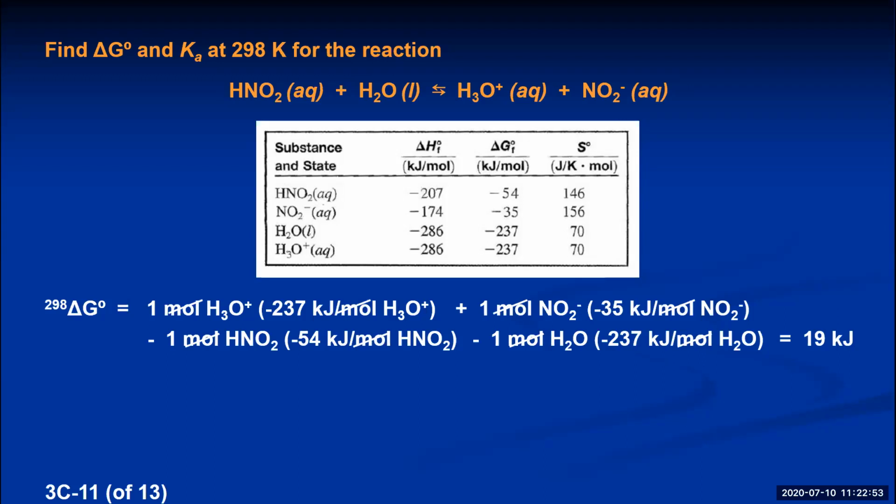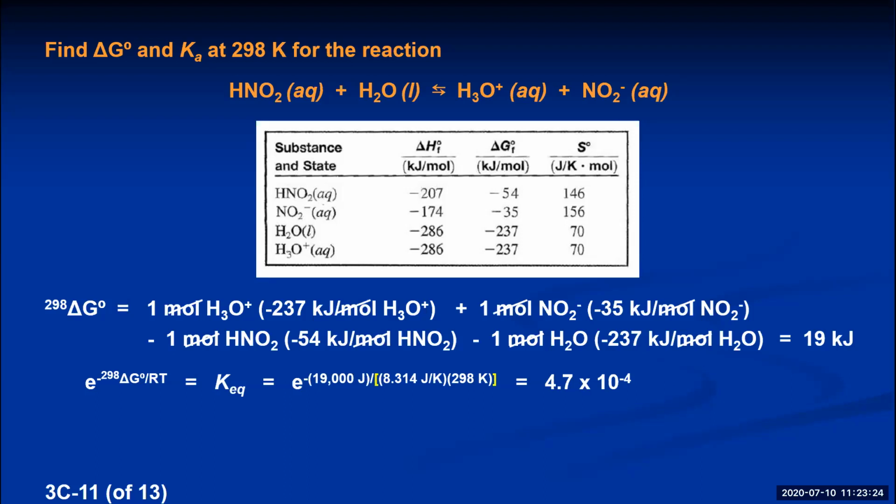If this is the delta G naught value, then the equilibrium constant will equal e raised to the negative delta G naught over RT. And so the delta G naught value is 19,000 joules. So I take the negative of 19,000 joules and divide it by the product of R and T, and I wind up getting an equilibrium constant of this reaction of 4.7 times 10 to the minus fourth, which is the Ka for nitrous acid. So this is what we predict from the thermodynamic tables.